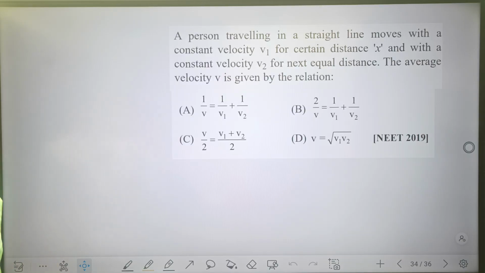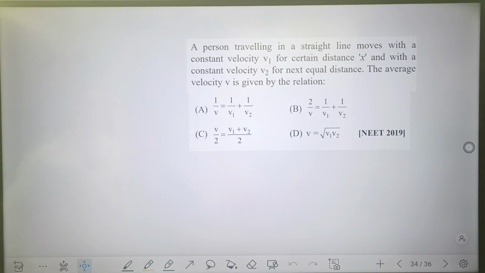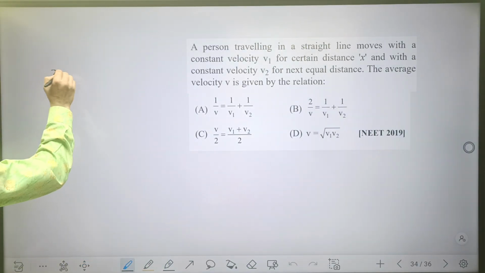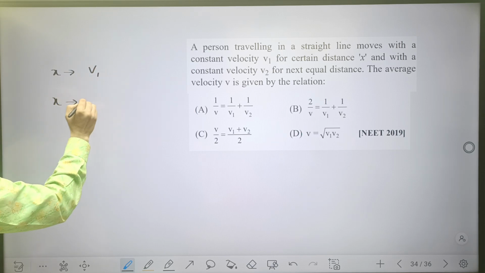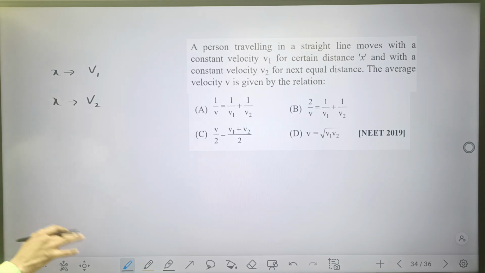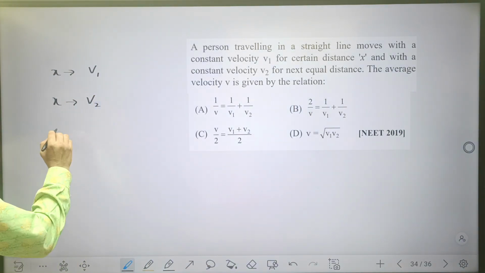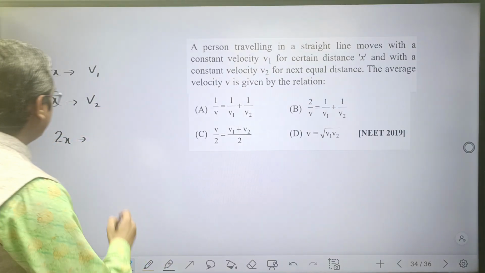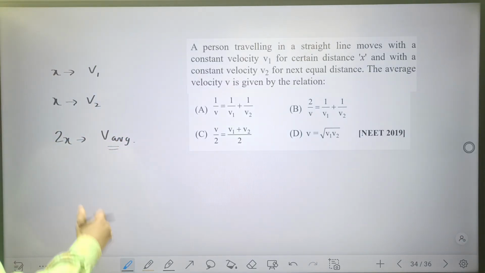A person traveling in a straight line moves with a constant velocity v1 for a certain distance x and with a constant velocity v2 for the next equal distance, isn't it? Suppose the person travels x meter with velocity v1 and the next x meter with velocity v2. This is given. The total distance traveled by the person is 2x, and let us suppose the average speed is v average. So we have to find the expression by equating these two.